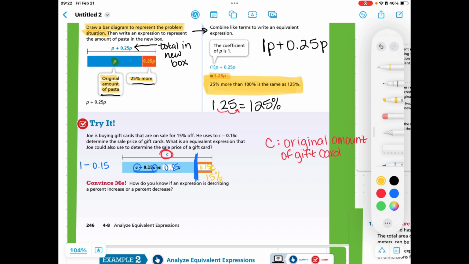So what equivalent expression could Joe use to determine the sales price of the gift card? If I'm just looking for the sales price, we can use 0.85C. C minus this will give me my final result. That's 0.85C, because C times that gift card will give us the final amount.